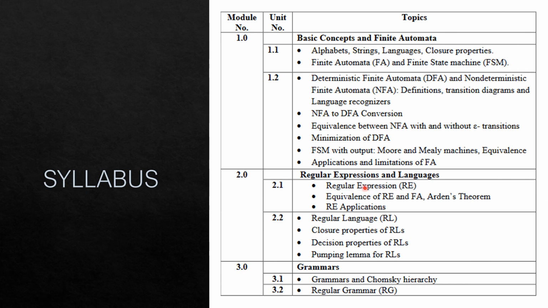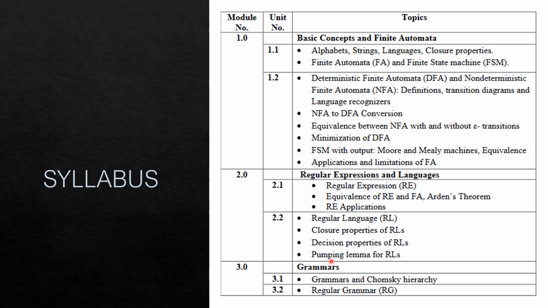So altogether, there are 6 modules, out of which 3 are visible on your screen currently. There are basic concepts and finite automata, which is our first module, first topic. And then we'll be seeing the various finite automata, that is the deterministic finite automata and non-deterministic finite automata, along with the variants of Moore and Mealy machines and also the equivalence, applications and limitations of finite automata.